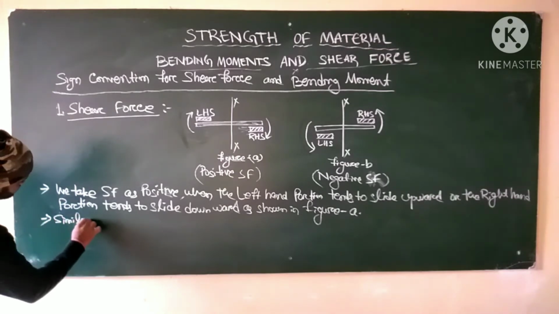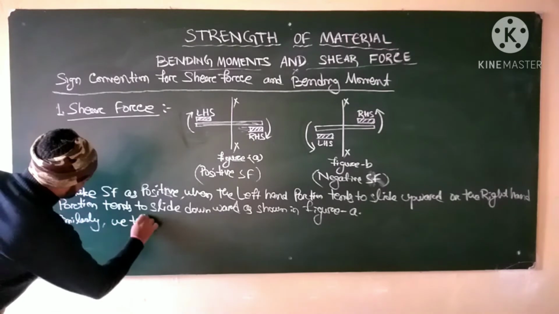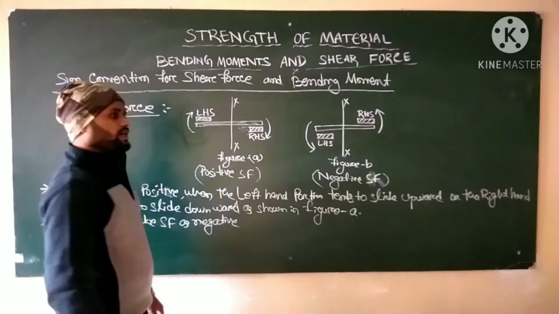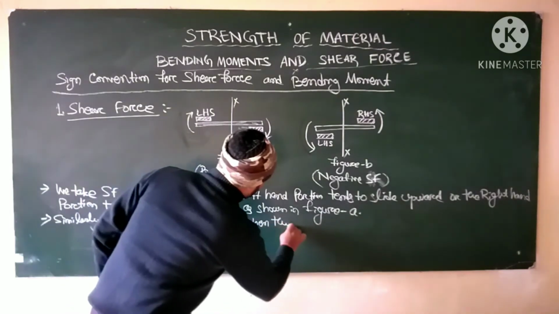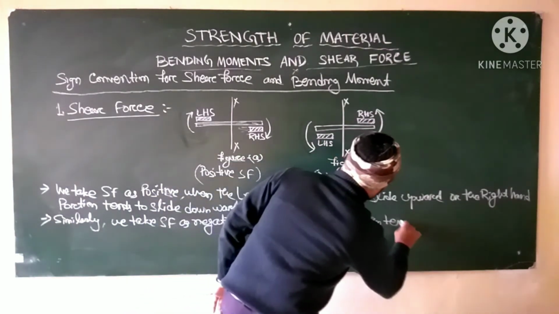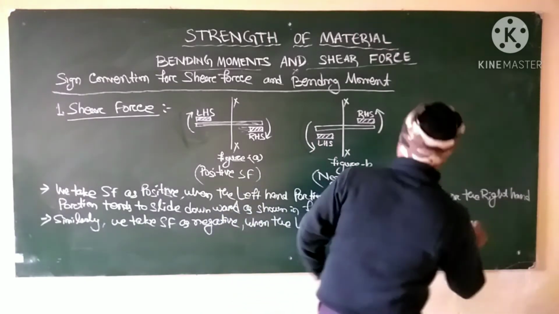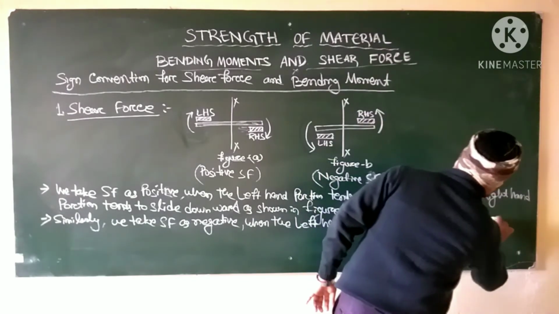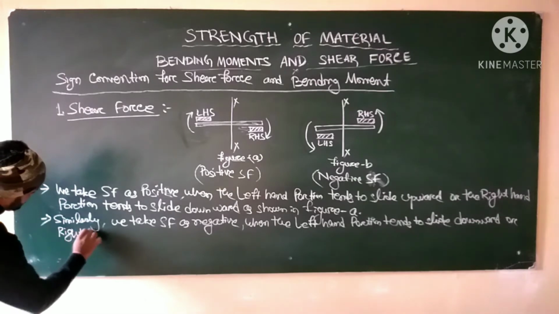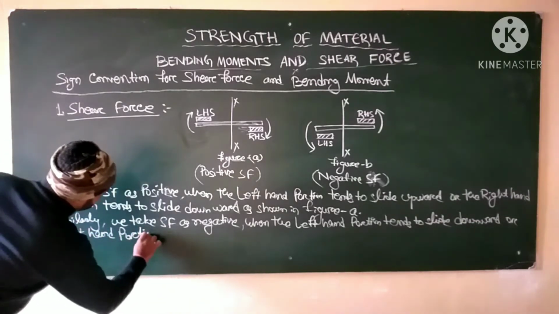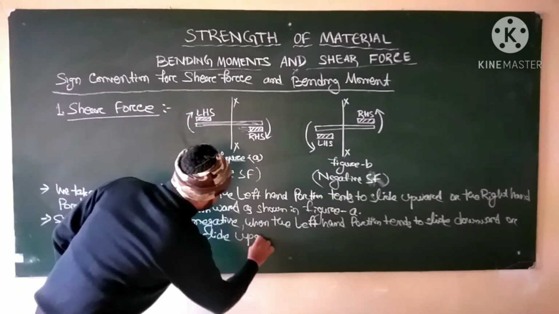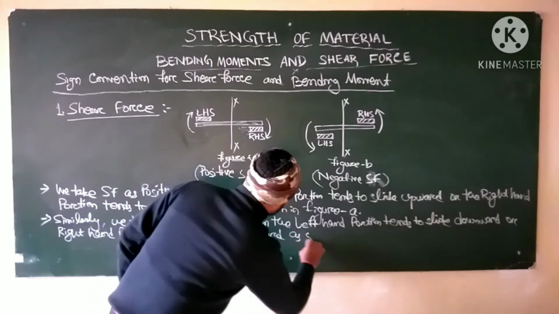Next point, shear force negative. Similarly, we take shear force as negative when the left hand portion tends to slide downward, or the right hand portion tends to slide upward, as shown in figure B.